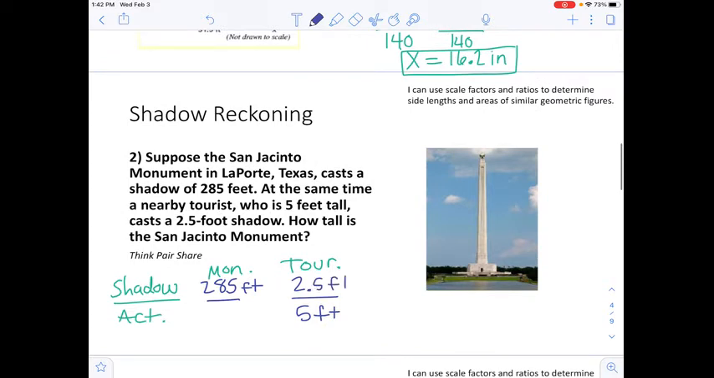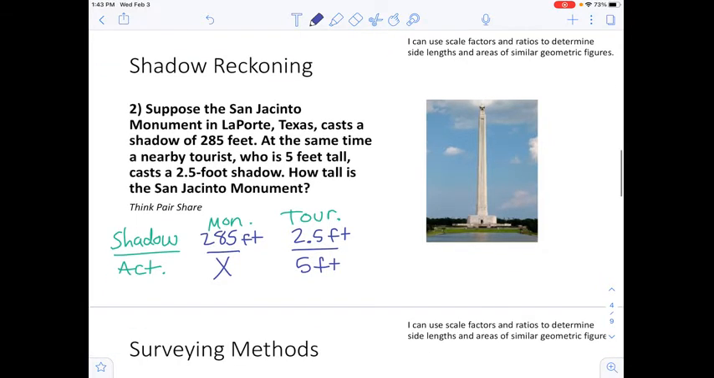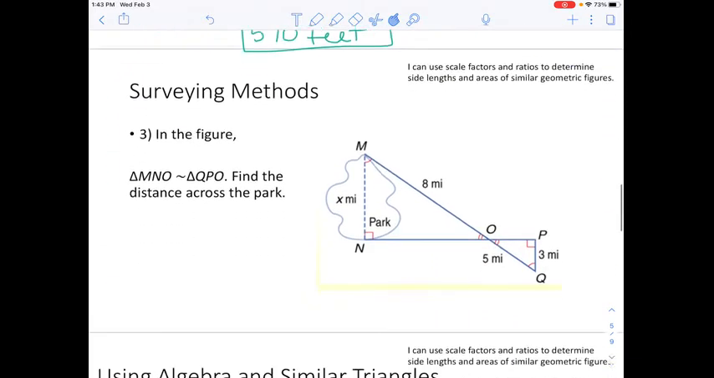So we're going to figure out the actual height of the monument. Okay, a couple different ways you could do this. You could cross multiply. I also see here, the way I'm going to do it is I see that 2.5 times 2 is 5. So I'm going to take 285 times 2. And I get 570, and it should be feet. Okay, so the actual height of the monument is 570 feet.